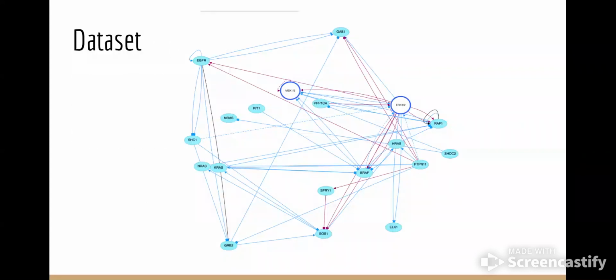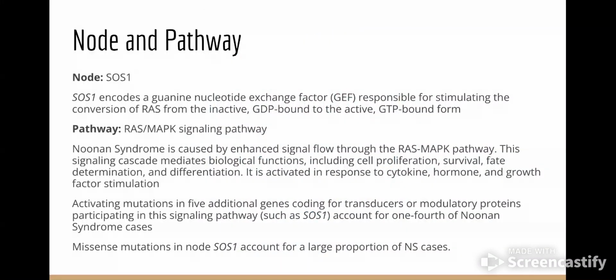This is the data set that I chose to focus on. Here at the bottom middle, you can see the node that I chose as well. It is SOS1. So here I have the node in the pathway. So SOS1 is a node that encodes a guanine nucleotide exchange factor responsible for stimulating the conversion of RAS from the inactive GDP bound state to the active GTP bound form.